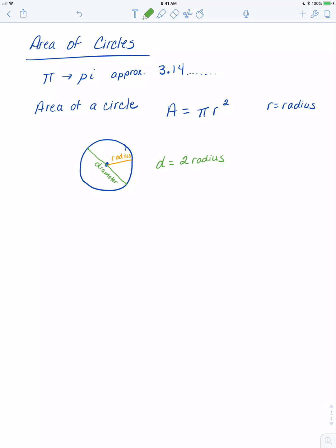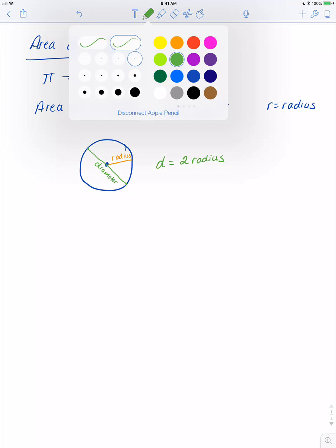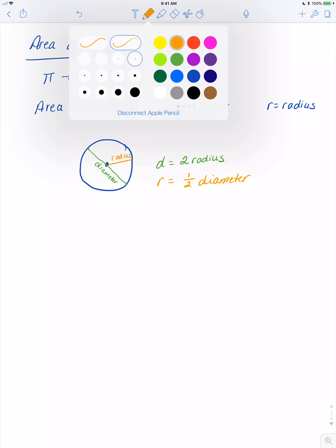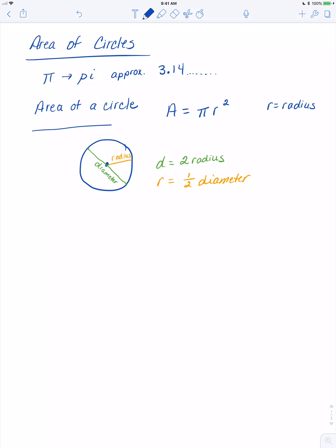Because if we were to extend this radius line all the way across, that would be the diameter. So let's look at that the other way. Radius is also 1/2 of your diameter. Sometimes you might be given the diameter and need to know the radius, or you might be given the radius and want to know the diameter. But the formula uses radius. So if they give you the diameter, you've got to make sure you find that radius.